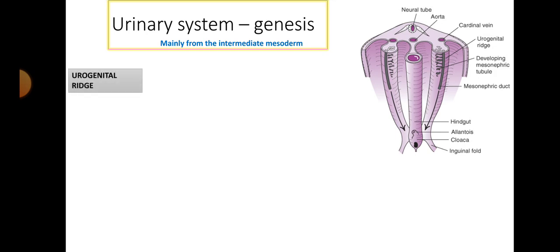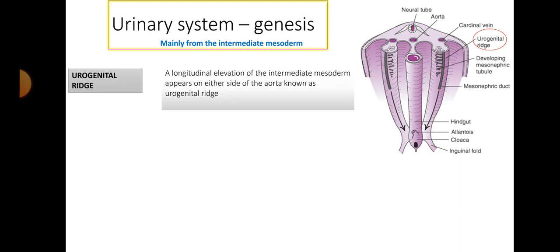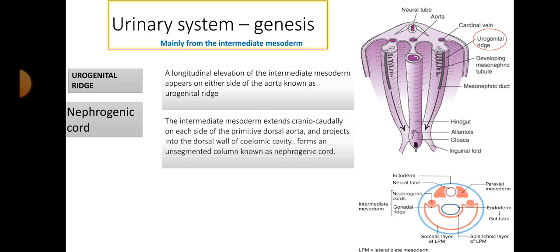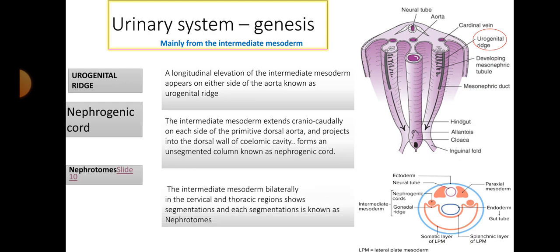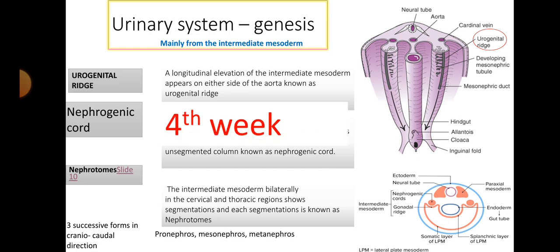The urogenital ridge, which I mentioned, is nothing but the elevation on either side of the aorta. Nephrogenic cord is the unsegmented column on either side of the aorta. You can see in the lower picture, it is projecting into the coelomic cavity. The lower picture is the transverse section. Next is nephrotomes. Nephrotomes are the segmentations of the nephrogenic cord. They are segmented as pronephros, mesonephros, and metanephros. I'll come back to this.